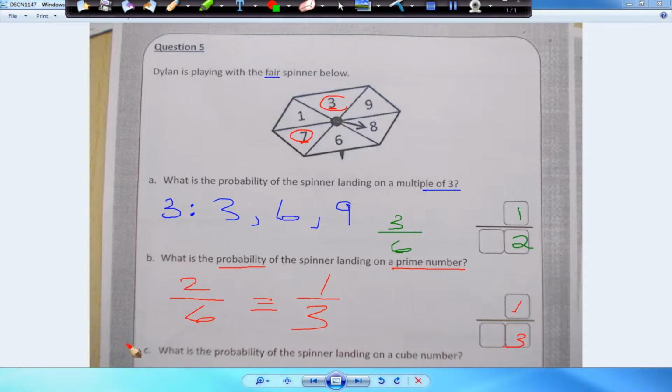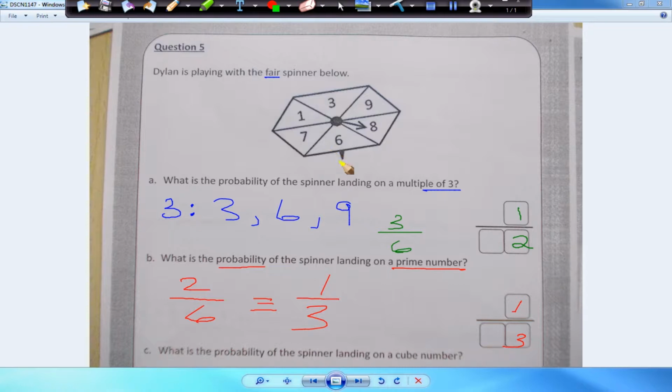Okay, question C. What is the probability of the spinner landing on a cube number? I'm not going to move the page now, I'm just going to do it here. So let's clear that first of all. Hang on a second. Right, let's just change color again. We need some more colors really.